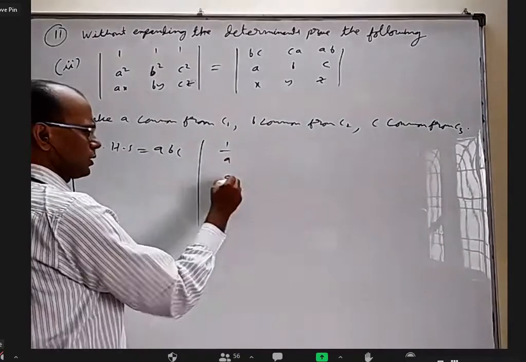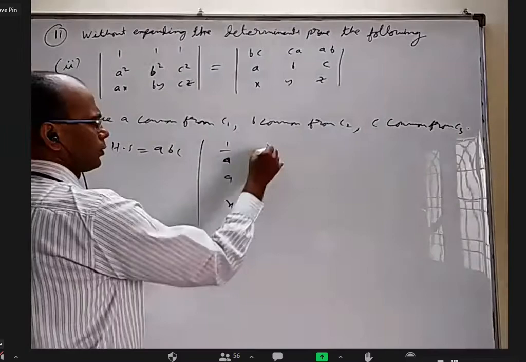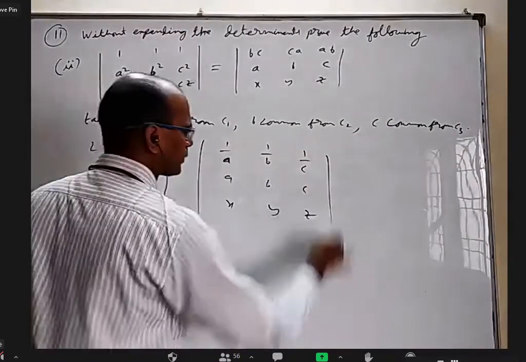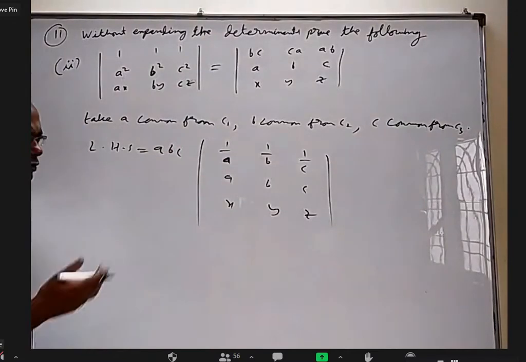1 by A, AX; 1 by B, Y; 1 by C, Z. And that you multiply to the first row. You don't have to do anything much.